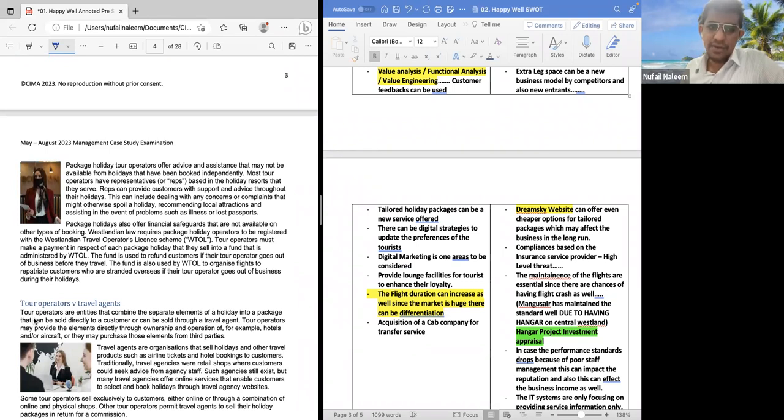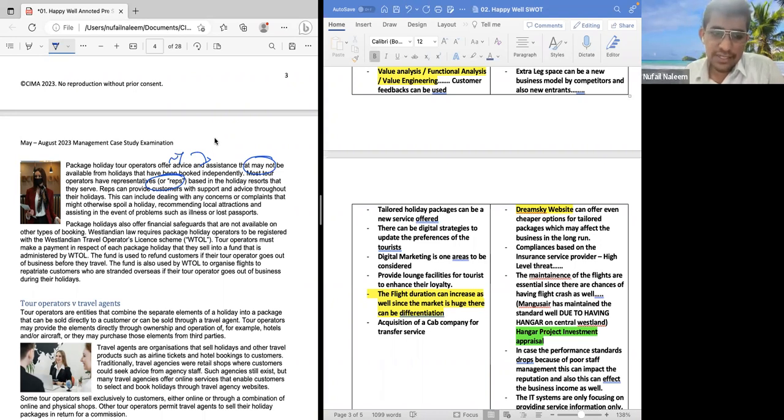Now, package holiday tour operators offer advice and assistance that may not be available for holidays booked independently. One thing, students, the advice and assistance is given by the travel advisors we have. Most tour operators have representatives. Can you remember the reps? I told you, the first point of contact, the first impression. All these people are very, very essential, and they contribute towards the revenue a lot.